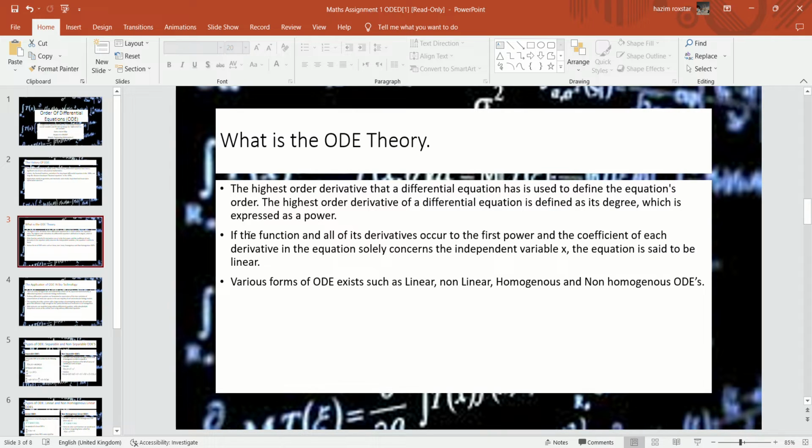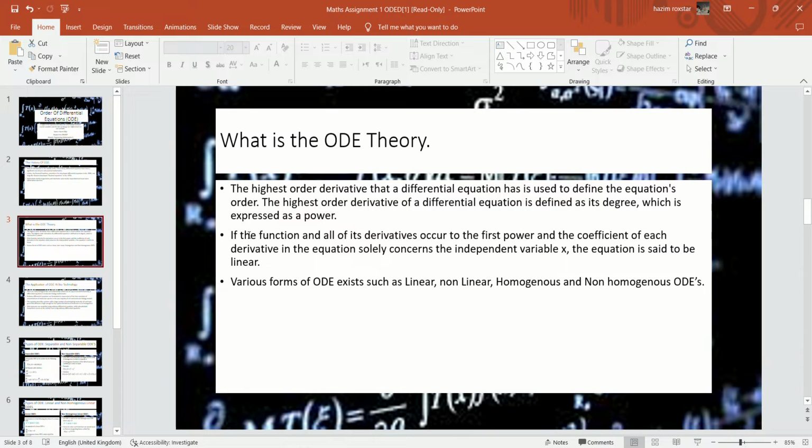If the function and all of its derivatives occur to the first power and the coefficient of each derivative in the equation solely concerns the independent variable x, the equation is said to be linear. Various forms of ODE exist, such as linear, nonlinear, homogeneous, and non-homogeneous.